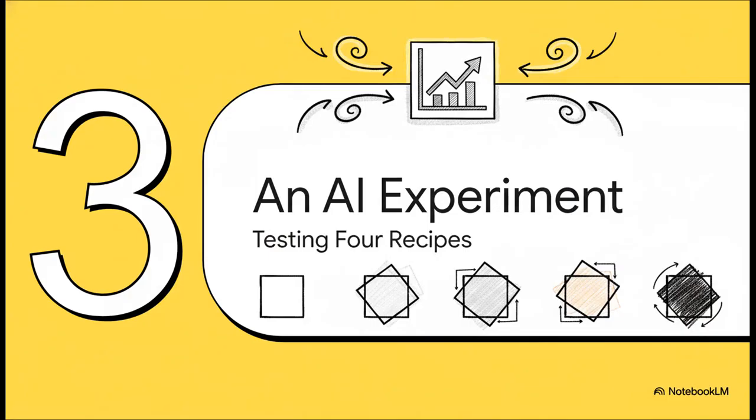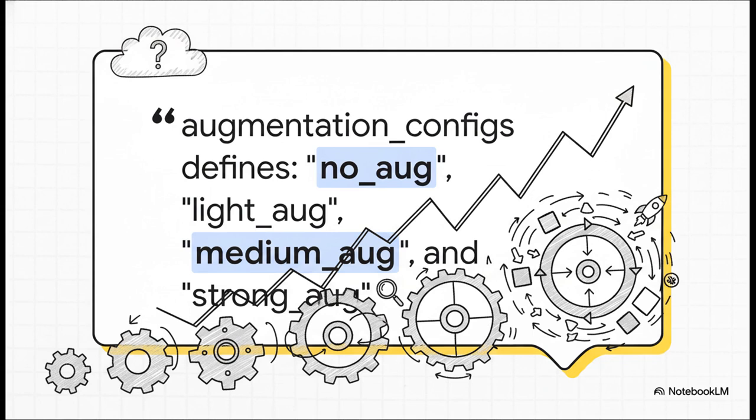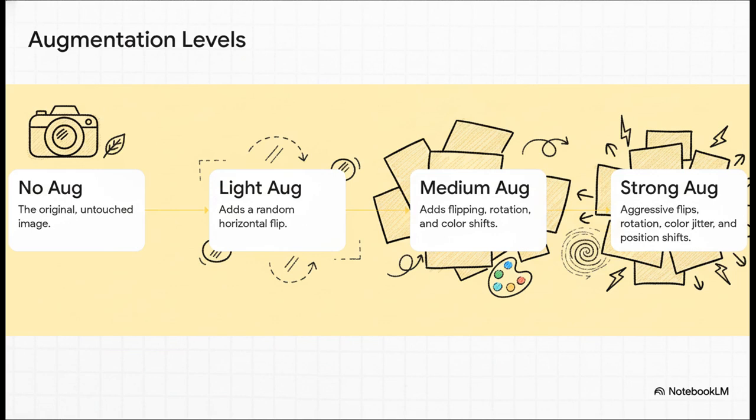Okay, so this is where it gets really interesting. This code doesn't just use augmentation, it runs a full-blown experiment. It actually creates 4 different augmentation recipes, from doing nothing at all to getting super aggressive with the changes, just to see which one works best. And right here, you can see the setup, pulled straight from the source code. It's laying out the 4 strategies we're about to test. No augmentation, a light version, a medium version, and a strong one. Each one just layers on more and more transformations. Let's just quickly break down what these levels actually do.